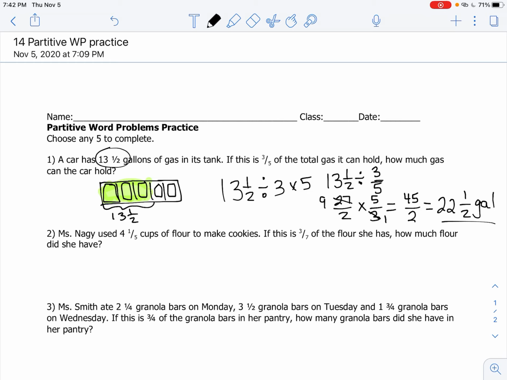And that makes sense that our answer is bigger than what we started with, because this 13.5 represents part of the gas tank. Just about half, right? Because 3/5 is close to a half. So if I double the 13.5, it's about 26 or 27. So this 22.5 makes sense.